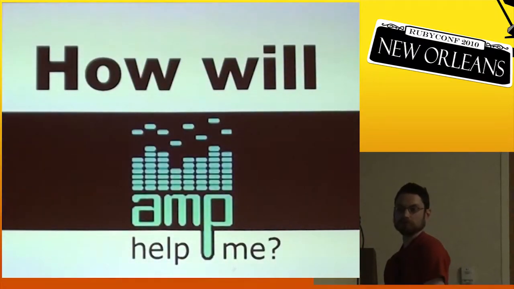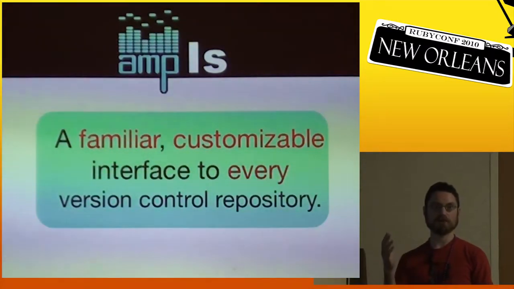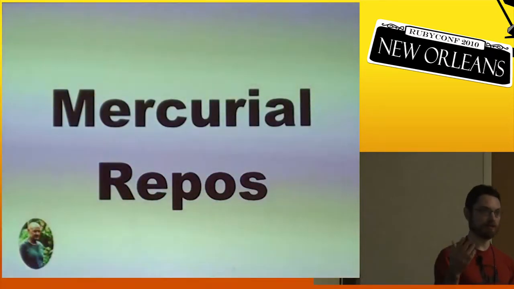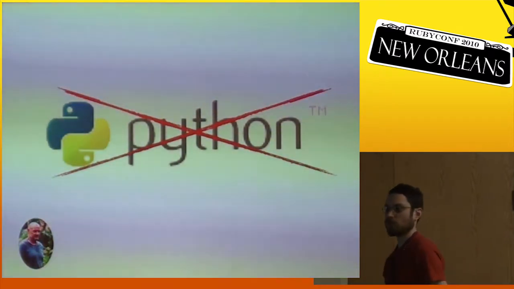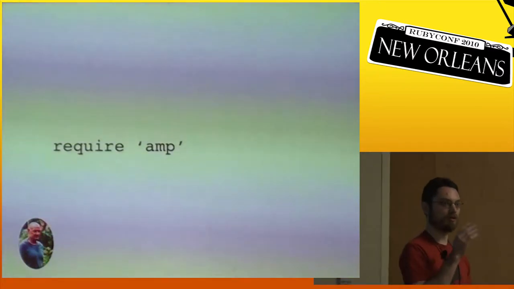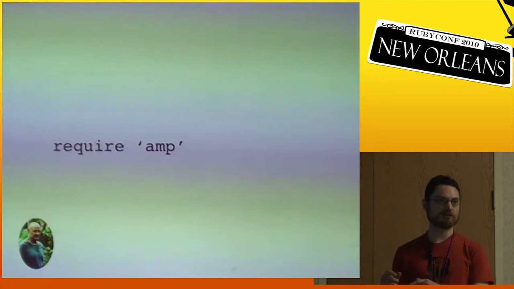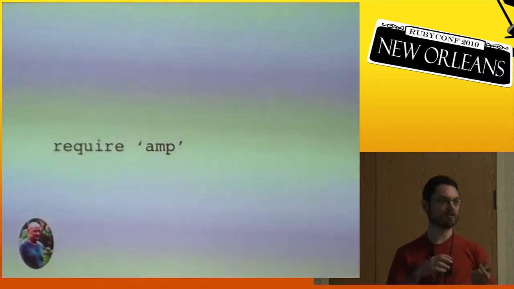So how will AMP help you? Its aim is to be a familiar, customizable interface to every version control repository. You can use it now to access Mercurial repos and eventually other things without necessarily having to install Python. You get both the amp command that works essentially like the hg command, and you also get a library you can include into your Ruby code in order to programmatically access Mercurial repositories, and as AMP matures and rebuilds AMP Redux, eventually other repositories.